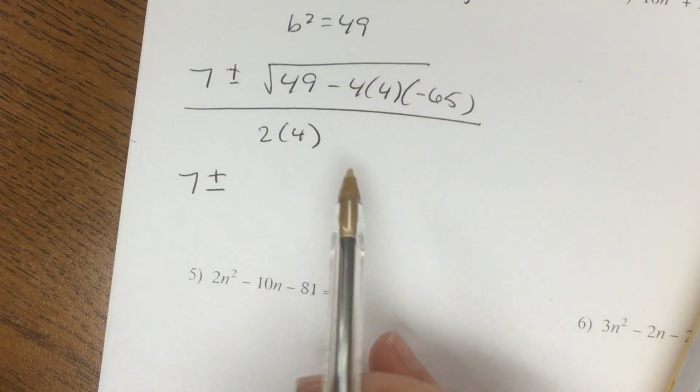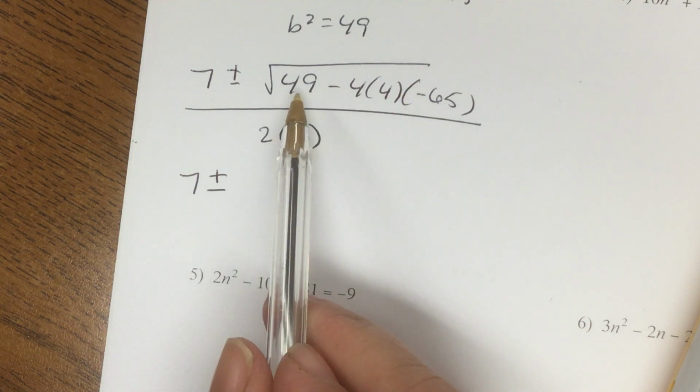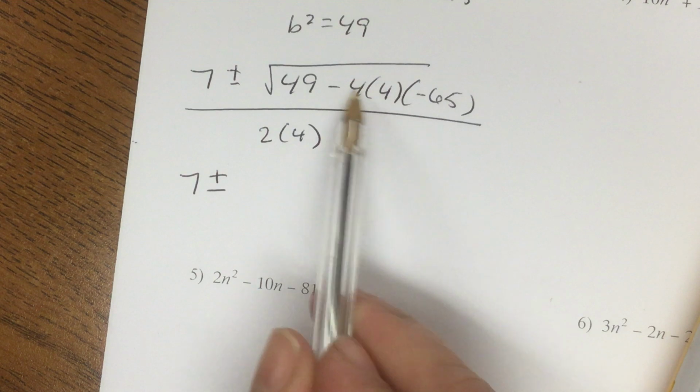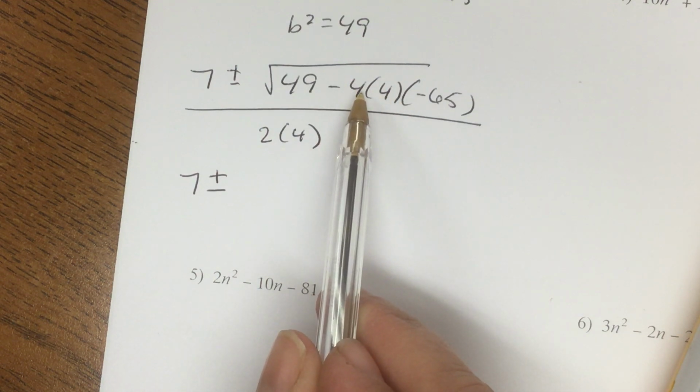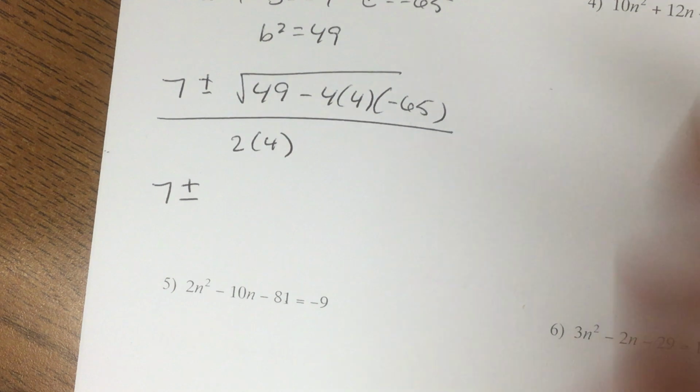And I do plus. I might have said that on the last one. If I have minus a negative, I do plus. So I would do 49 plus 16 times 65, because I'd multiply 2 of the numbers in my head, but you don't need to do that. You can do 49 minus 4 times negative 65. You should get 1,089.